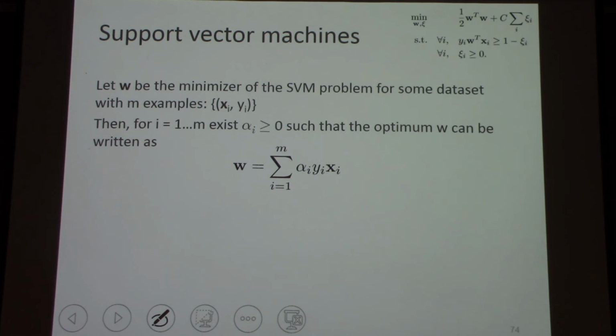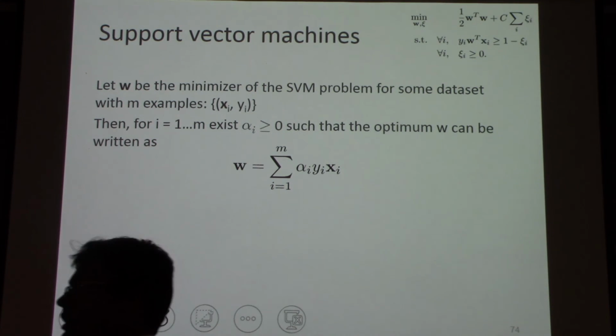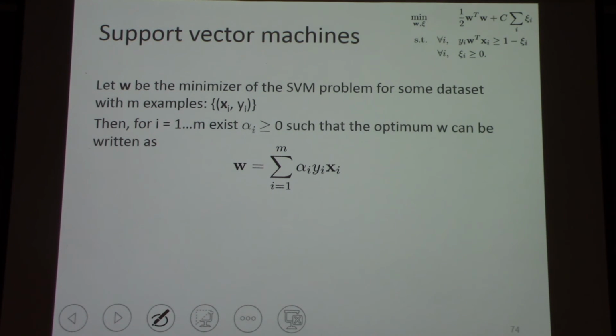Then suppose you introduce these new variables called alpha, one for every training example, alpha 1 through alpha m. Then it can be shown that W is simply a linear combination of all the training points of yi xi. So W is simply the sum of alpha i, yi, xi. It's just a linear combination. In fact, alphas are positive, so it's called a conic combination.